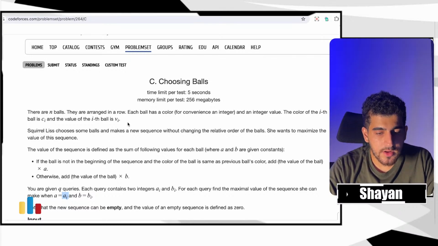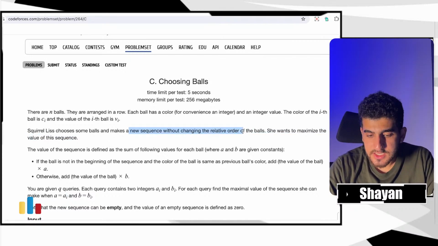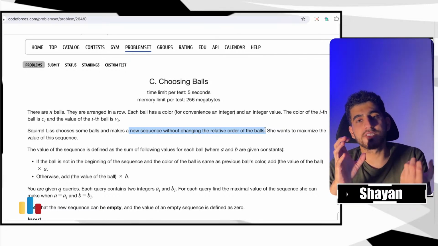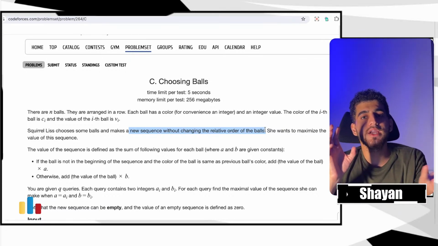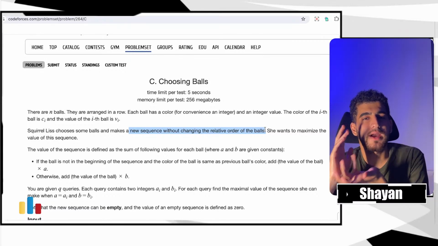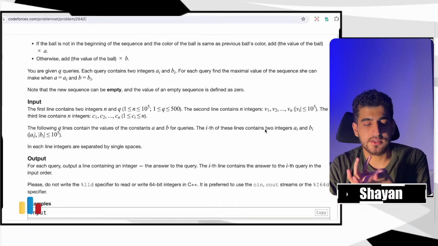You can choose several balls. You can make a sequence without changing the relative order of the balls, or in other words, you want to choose a subsequence of the balls in a way that it maximizes the total value. You need to say what is that maximum total value that we can get.